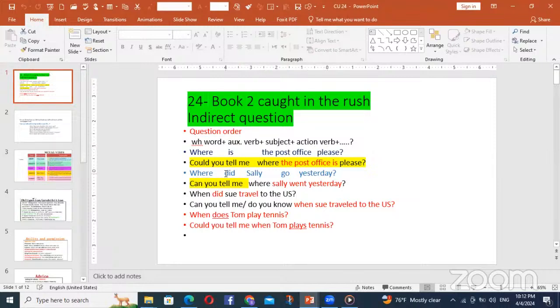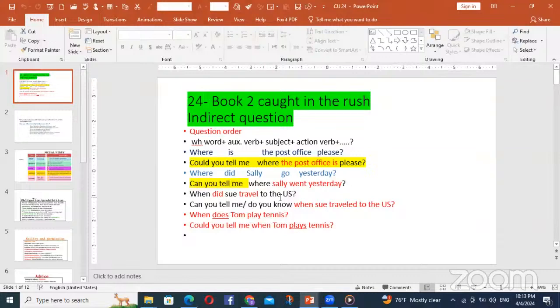Okay, so in this case when I say could you tell me, what do I say? Where the post office is. I don't say is the post office; I say the post office is, meaning I put the subject first and then the verb. Can you tell me where Sally went yesterday? Can you tell me is the beginning of the question. I put where and then the subject Sally, and I don't put did. The verb is in the past, so went yesterday.